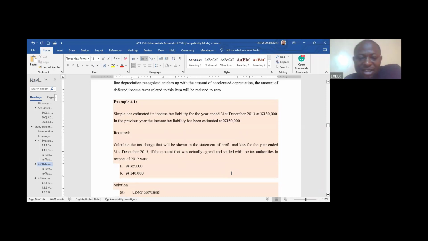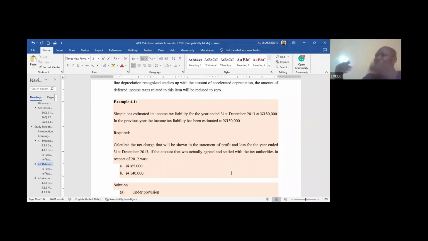Simple estimated its income tax liability for the year ended 31 December 2013 at 180. That is the estimated value for the income tax liability. That is, this income tax liability should be recorded in the non-current liability in the statement of financial position of Simple. And the amount is 180,000. In the previous year, the income tax liability was estimated to be 150.